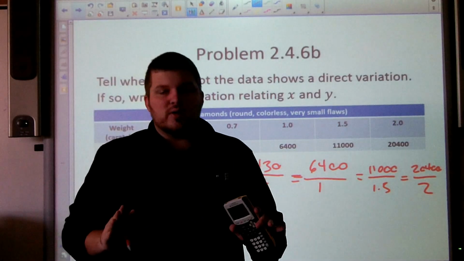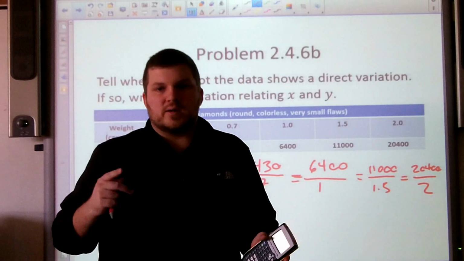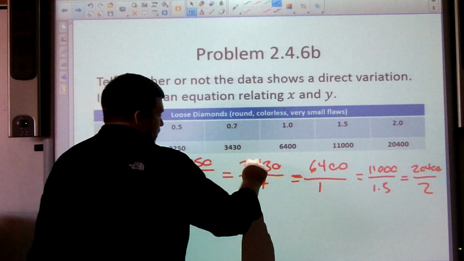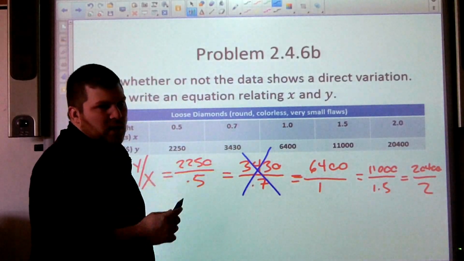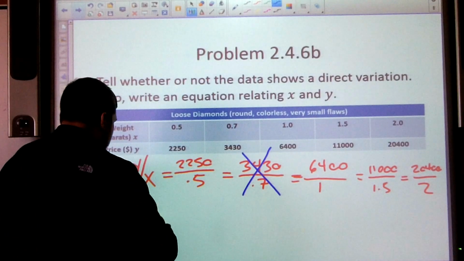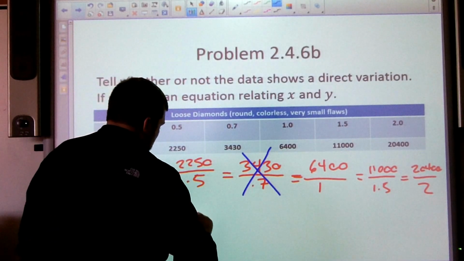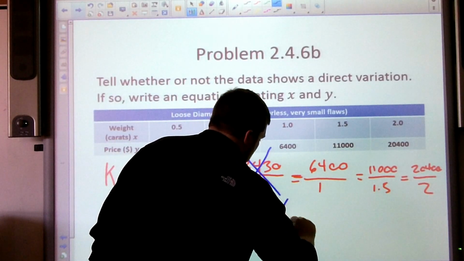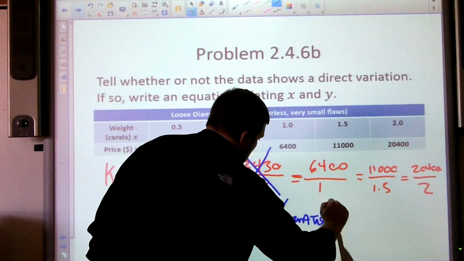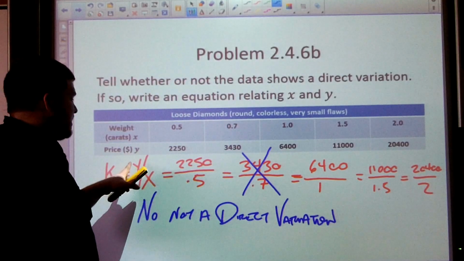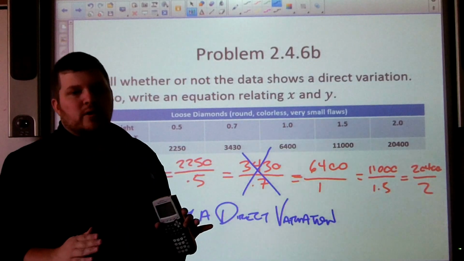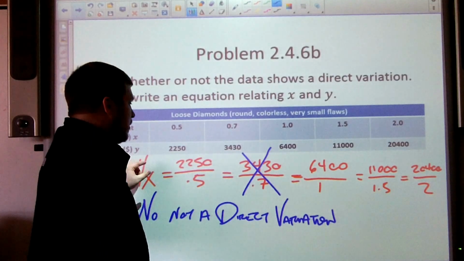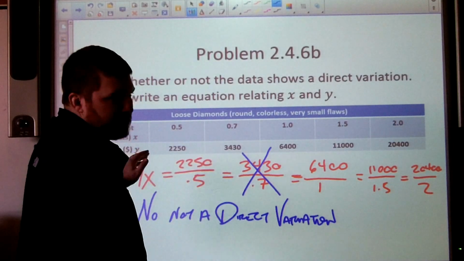Well, if you find one that messes up early on, you can just stop. It only takes one to mess up, and what you should find is that the ratio is different right here. This one right here that I just crossed out messes it up. So I can stop and just say, no, not a direct variation. It's because this ratio, y over x equals k, is not constant all the way across. To be a direct variation, that ratio has to be constant.